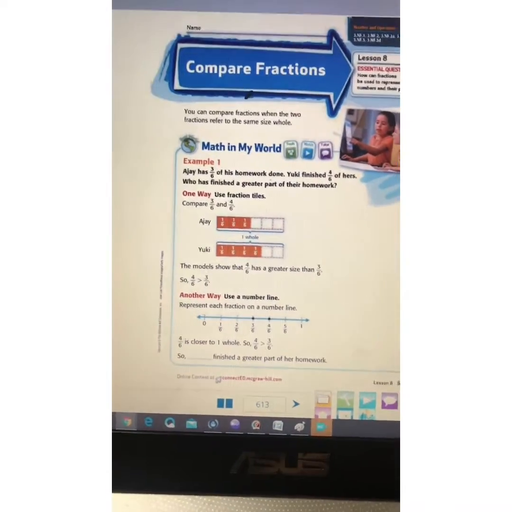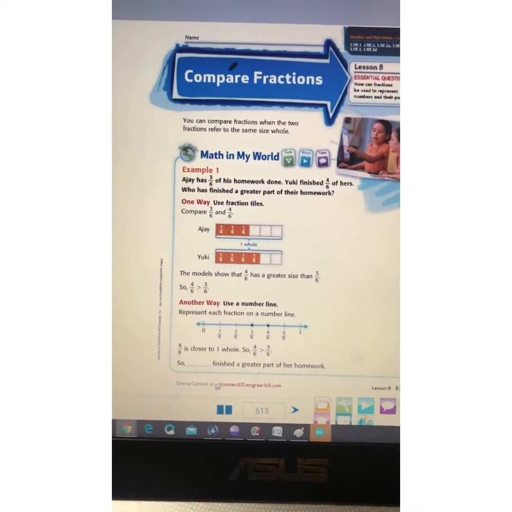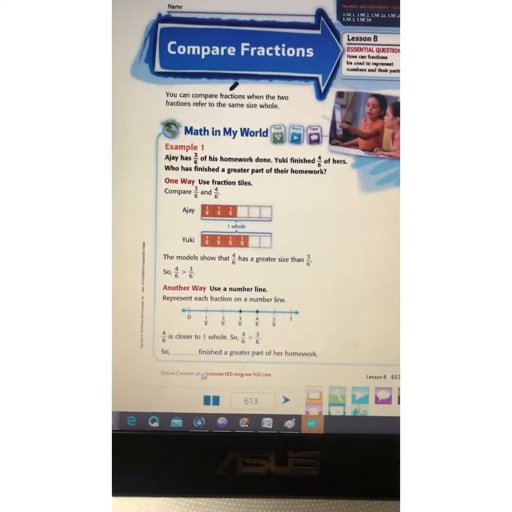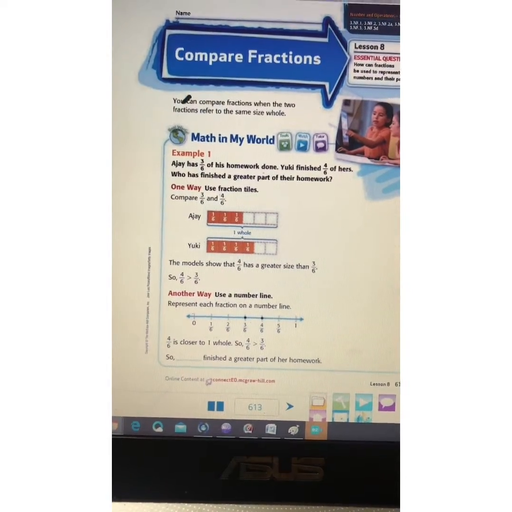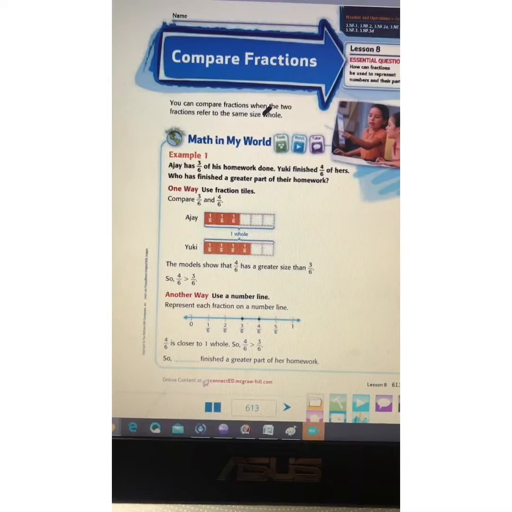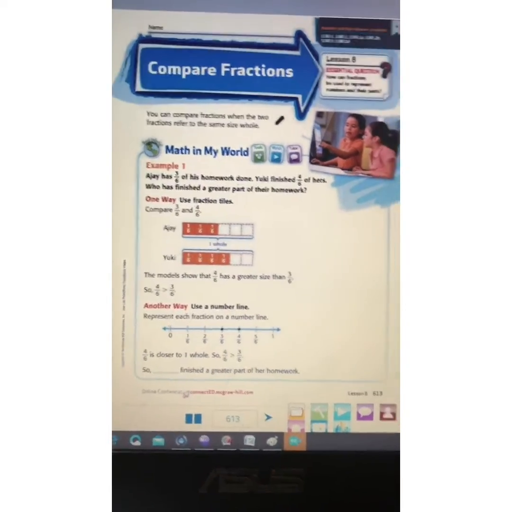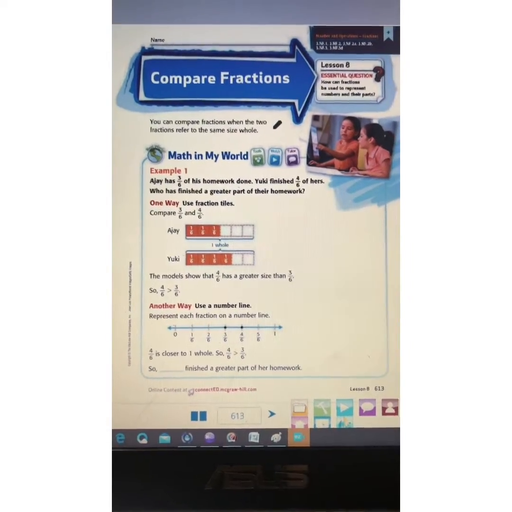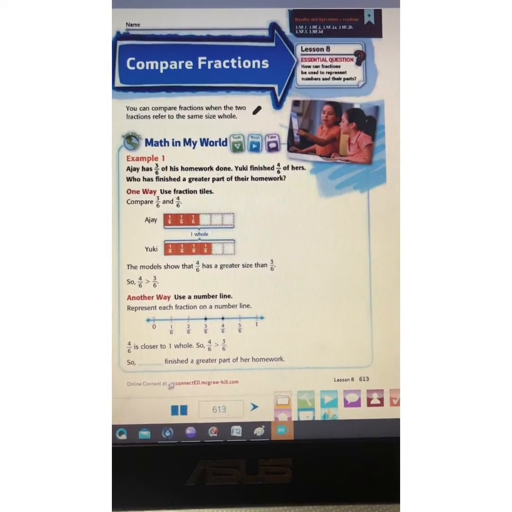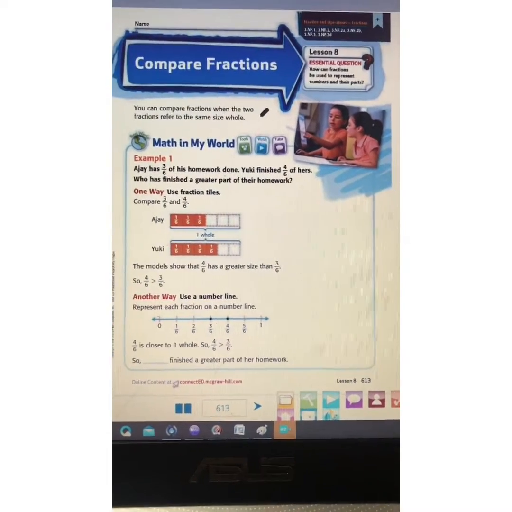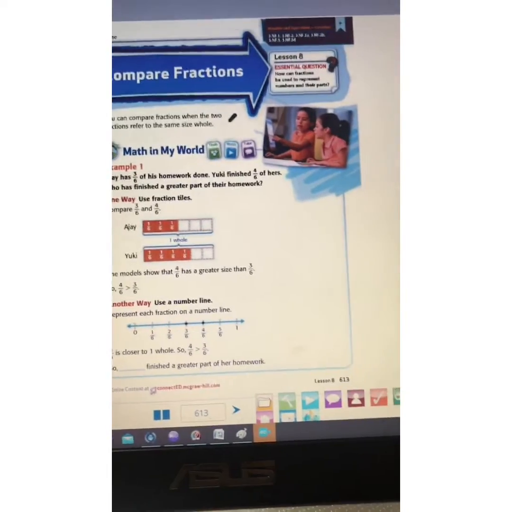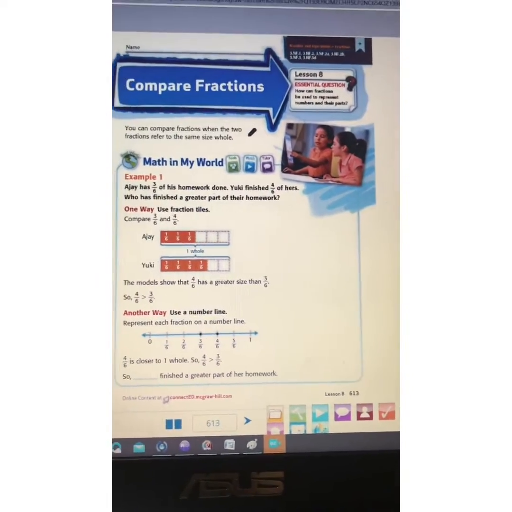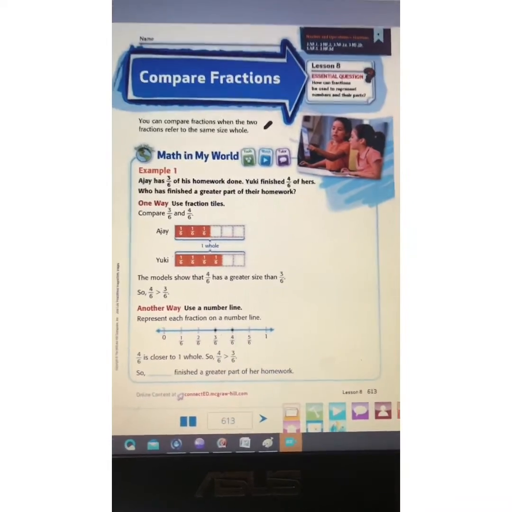613. And our lesson for today is about comparing fractions. You can compare fractions when the two fractions refer to the same size whole. That means we can only compare two fractions if they are the same size. Okay? But if one fraction is small and the other is very big, we cannot compare them. The fractions should have the same size.